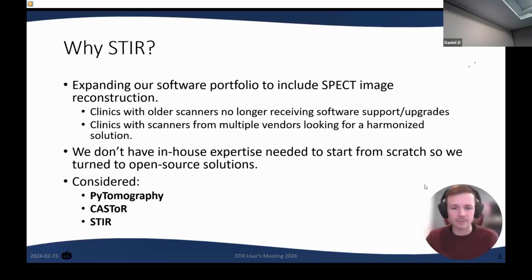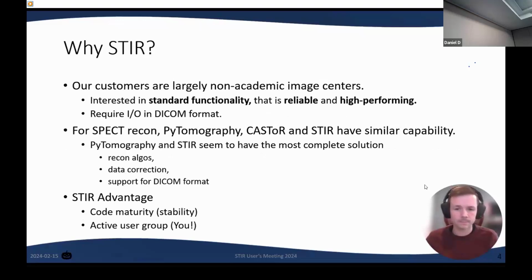We're a relatively small team at Convergent, and we don't really have the in-house expertise to drive a project like this from scratch. So we started looking at open source solutions to try and address this need for our customers. There were a few different packages that we looked at, things like PyTomography, CASToR, and STIR. I'm just going to spend a moment and discuss some of the thoughts that we had about these different applications and why we chose STIR out of those three.